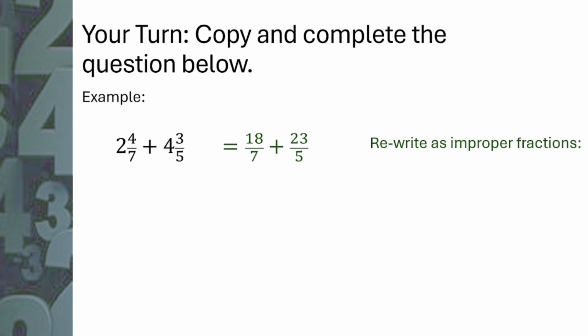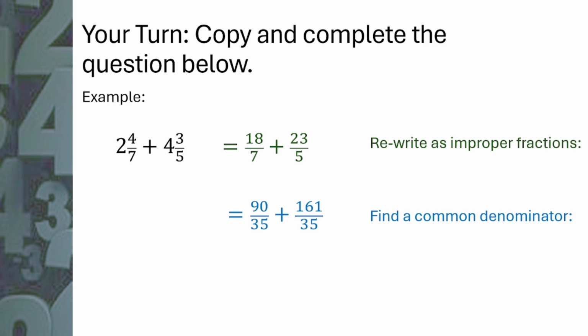Step 2, we need a common denominator. To do that, it's a really good idea to multiply the first fraction by the 5 that's at the bottom of the second fraction. And then we multiply the second fraction by the 7 that's at the bottom of the first fraction. So 5 times 18, 5 times 7. 7 times 5, 7 times 23.